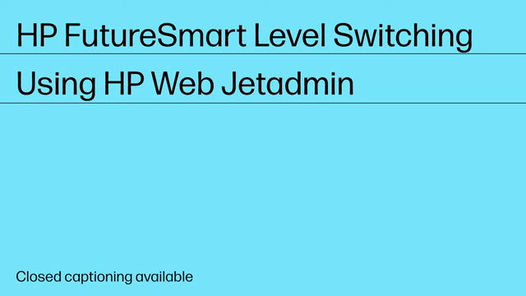This video demonstrates the new level switching feature of HP FutureSmart firmware using HP Web Jetadmin or WJA. The level switching feature is also available through the printer control panel and HP Embedded Web Server or EWS. Those methods are demonstrated in separate videos.